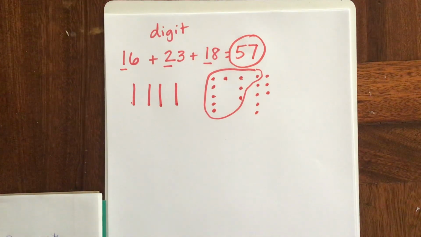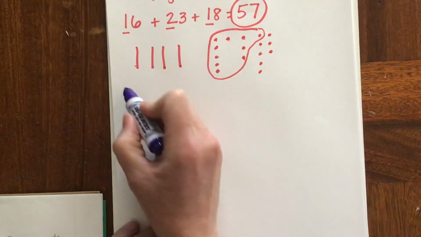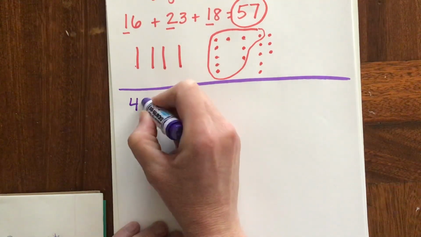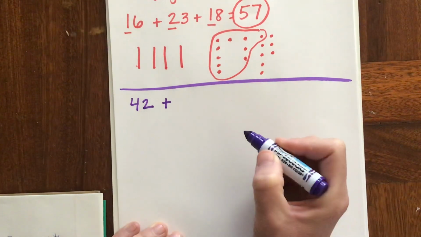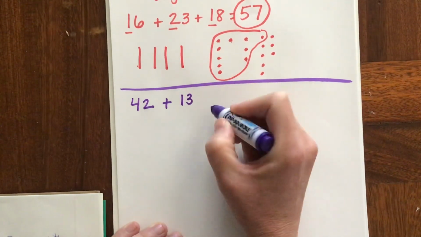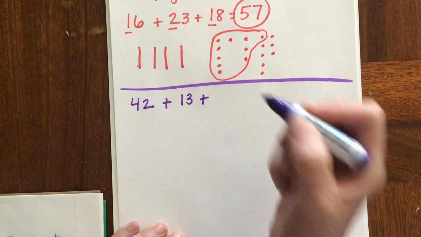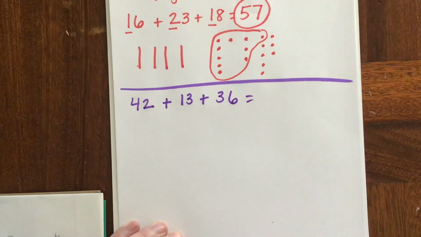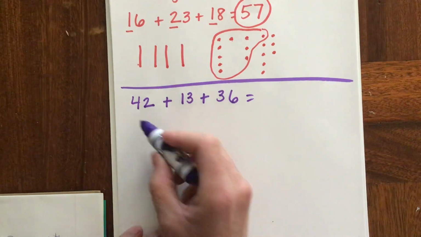Let's do one more of those using those base 10 blocks. I'm going to switch colors so you can tell that I've switched. All right, write this one down with me again. I'm going to draw a line here. All right, let's go with 42 plus 13 plus 36 equals.